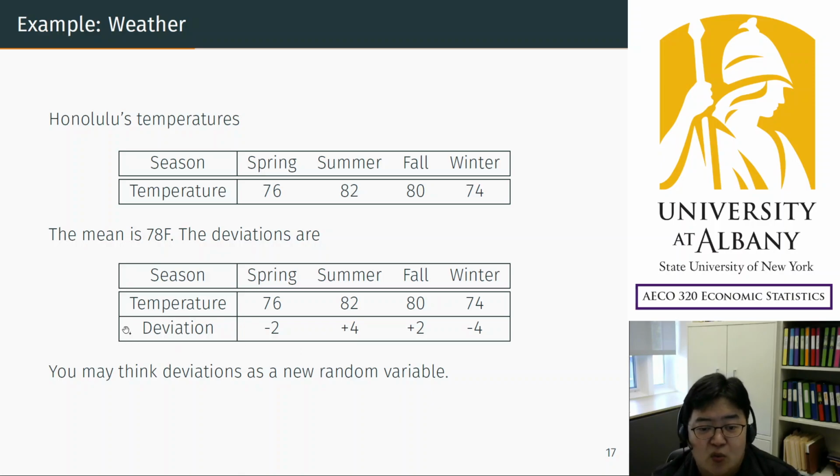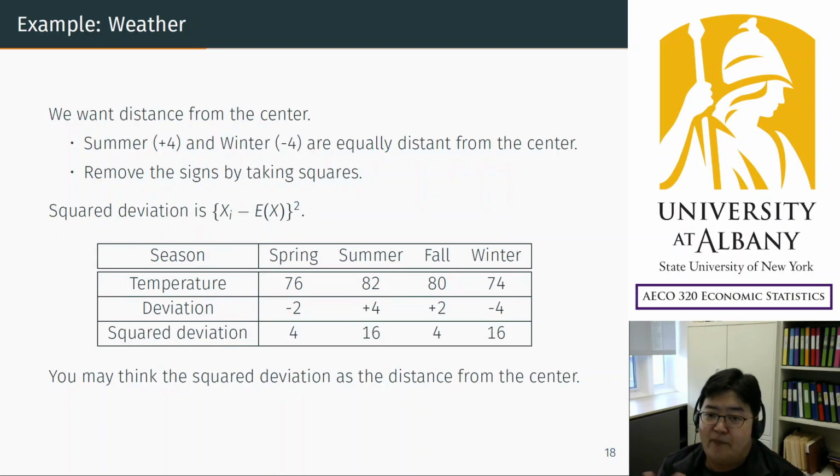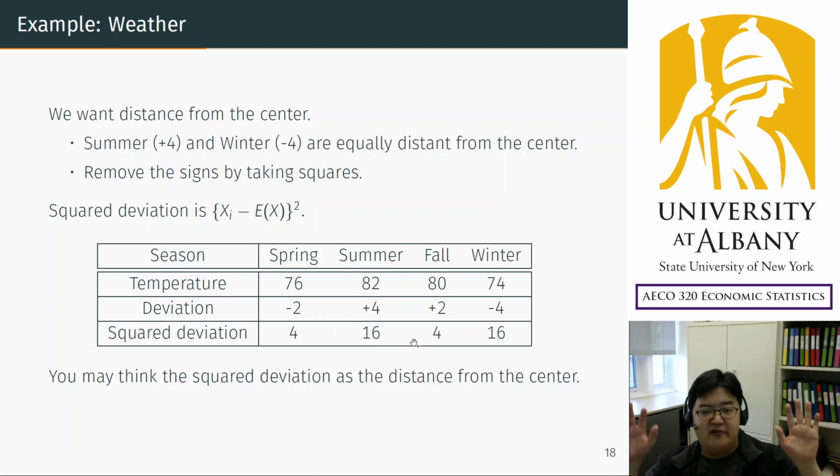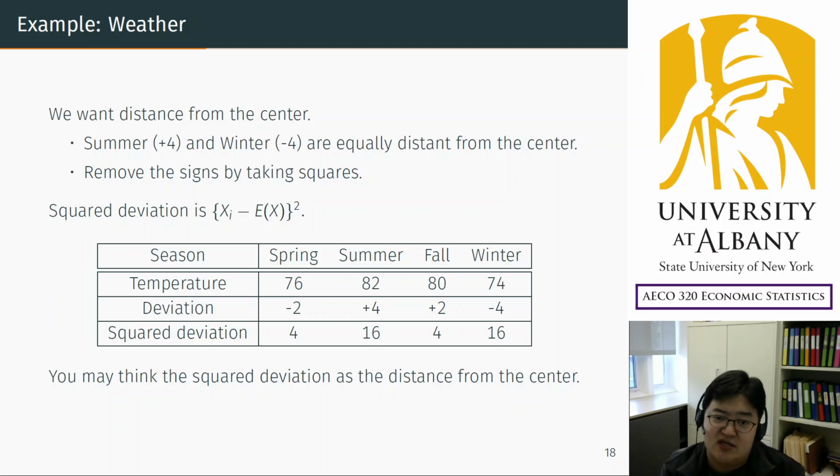Anyhow, we obtained deviations in this way. Nothing strange. But the problem here is that deviations always sum to 0, because there are negative and positive sides at the same time, right? However, the sign does not matter. What we are interested in is the distance. Distance is what we are interested in.